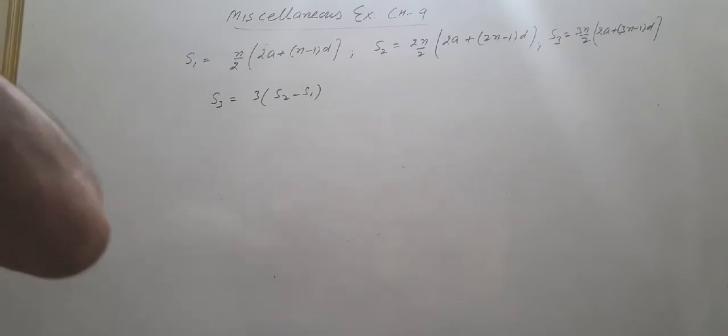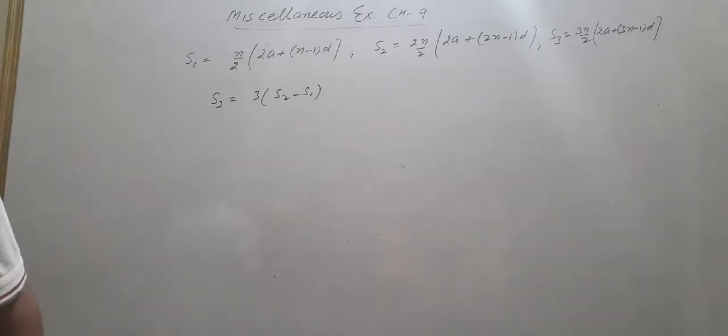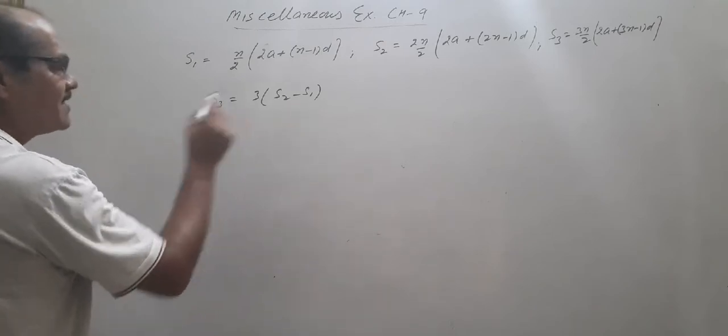So see, I am again reading the question. You have to read it properly, then try to solve it. Let the sum of the n, 2n and 3n terms of an AP be S1, S2, S3 respectively. Then show that S3 is equal to 3 times S2 minus S1. How? See, what is S3?